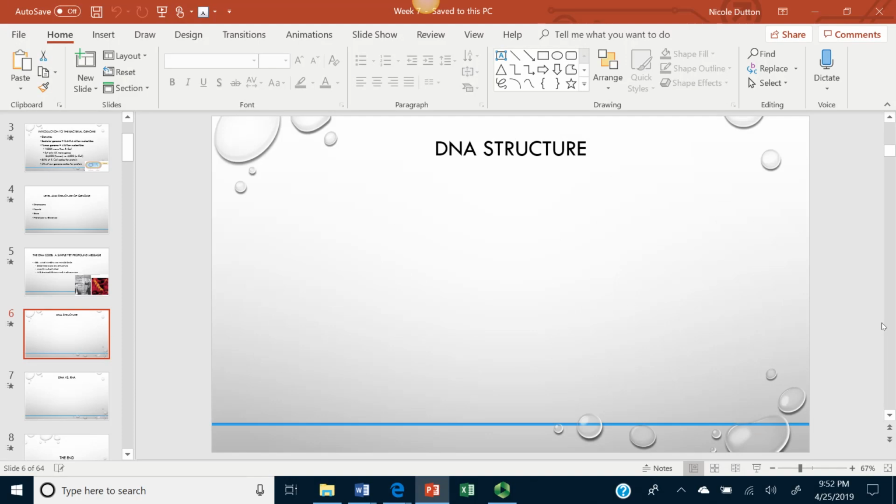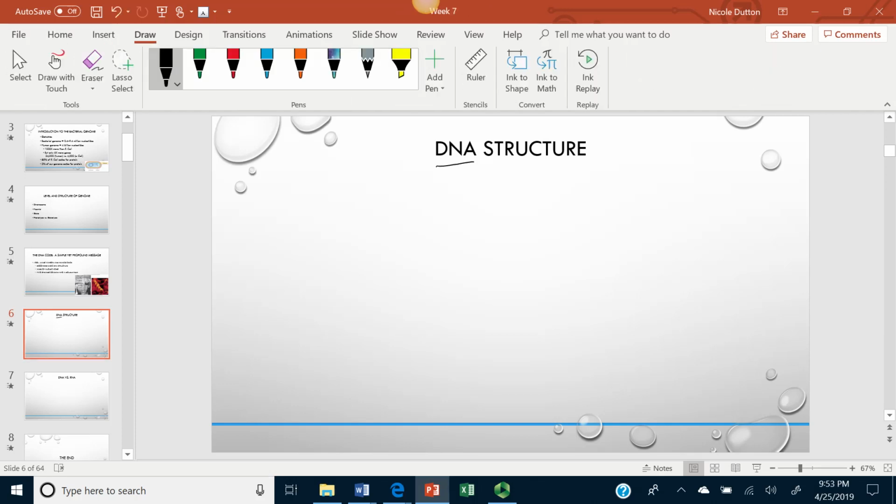So on that happy note, we're going to go through an overview of the structure of DNA. So when we look at the structure of DNA, DNA is double-stranded, and if you know what DNA stands for, it's deoxyribonucleic acid. It is double-stranded. It is an alpha helix.